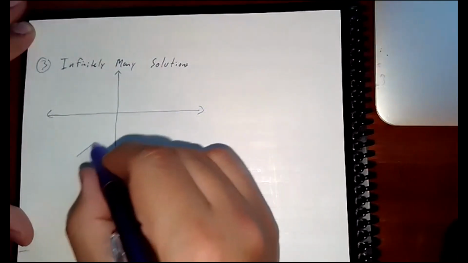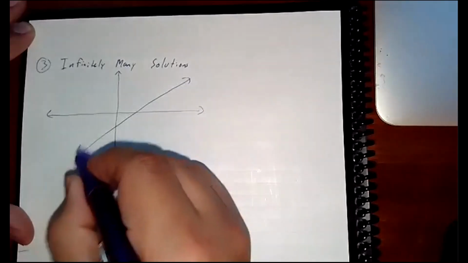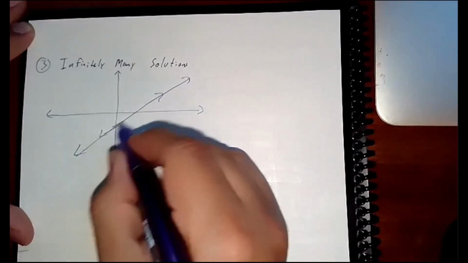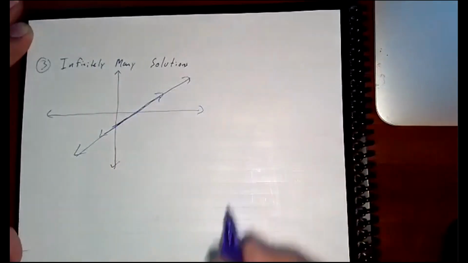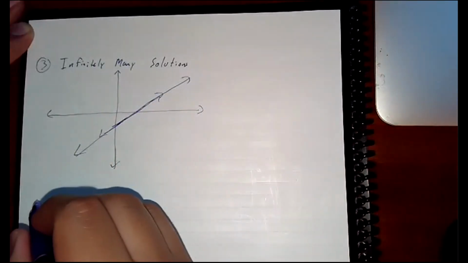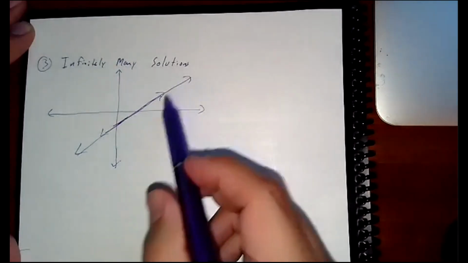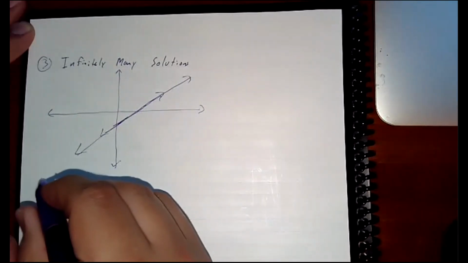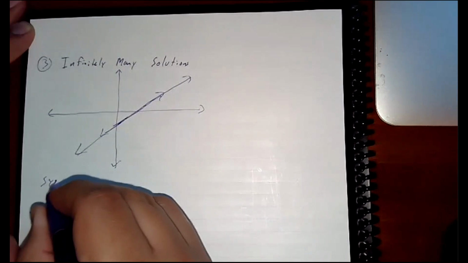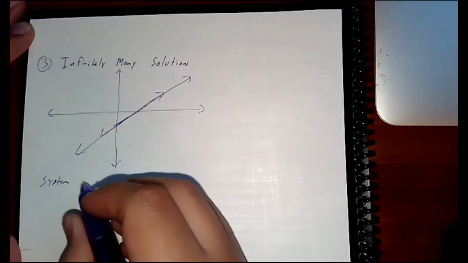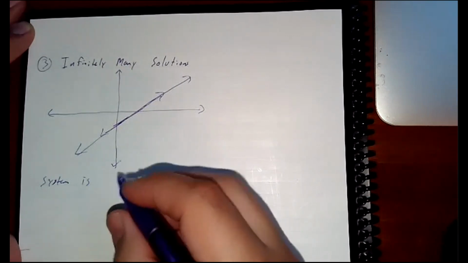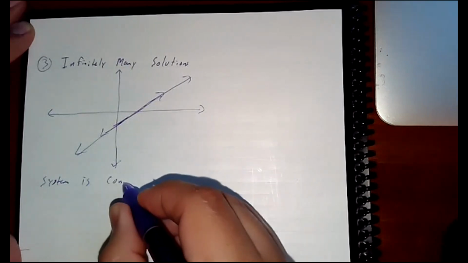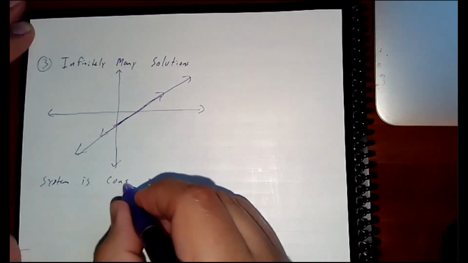So if you have a line that is on top of the other line like this, then you will have infinitely many solutions because they intersect everywhere. So you also call this system technically consistent because there is a solution. It's just that there's infinite of them. Infinitely many, consistent.